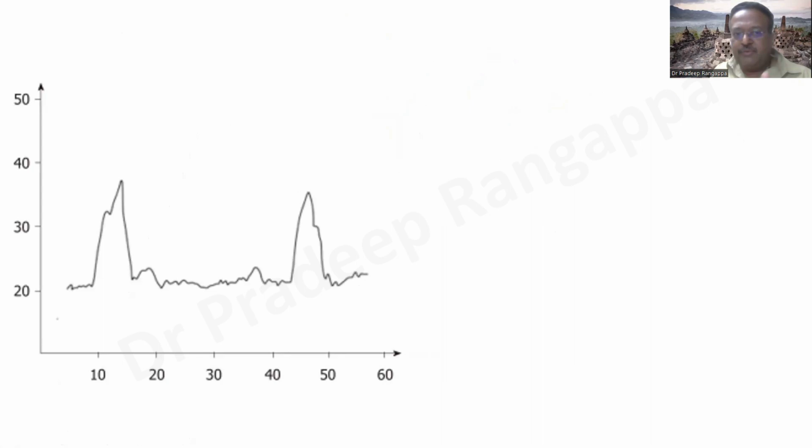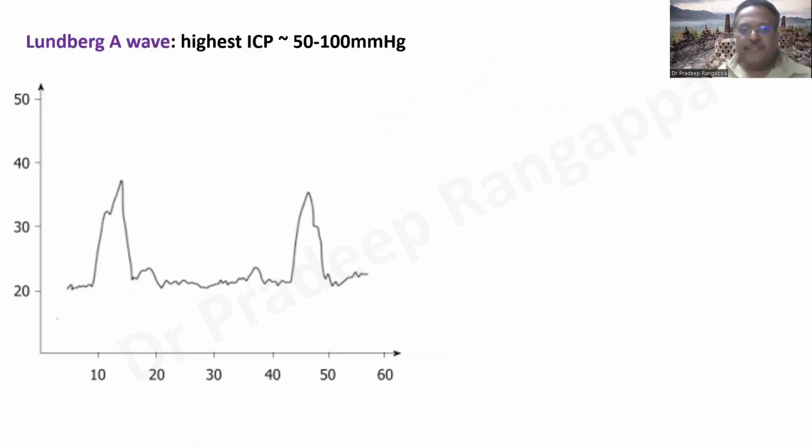So there are Lundberg A waves, B waves, and C waves. A waves are very bad. A waves really indicate very high ICP, 50 to 100, and they tell you that there is an impending herniation. These waves typically last for 5 to 10 minutes.